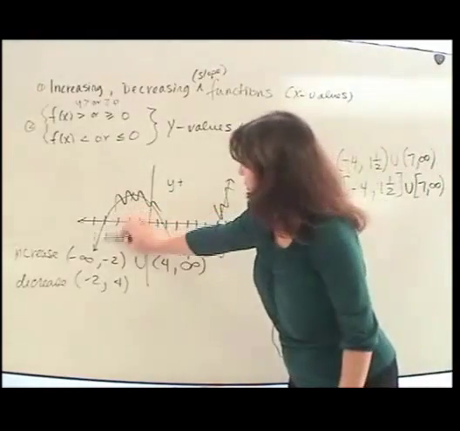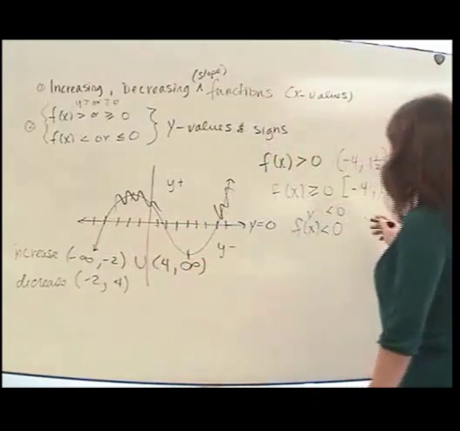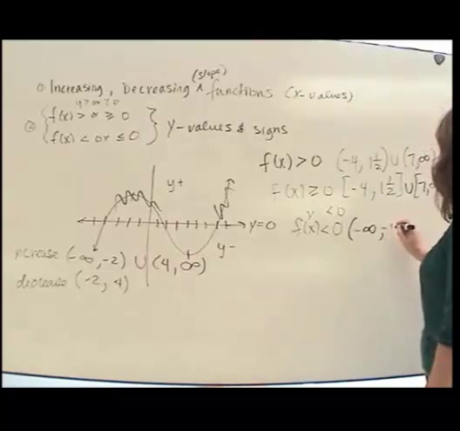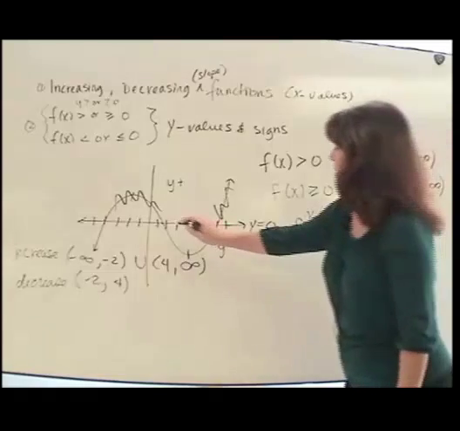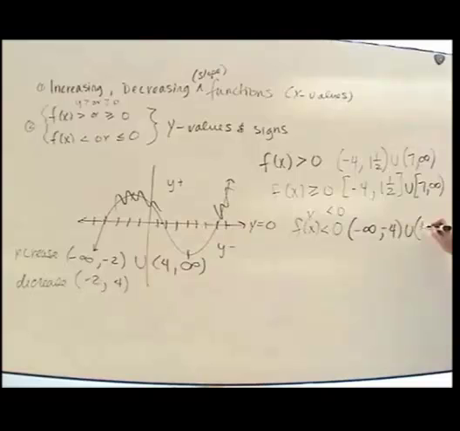Y values are less than 0 here, which starts at negative infinity as it comes up and then it hits 0. So that would be negative infinity, and then it stops being less than 0 at negative 4. And then that would be unioned with, it's less than 0 between here, which is 1.5 to 7. And these are round because it's strictly less than.